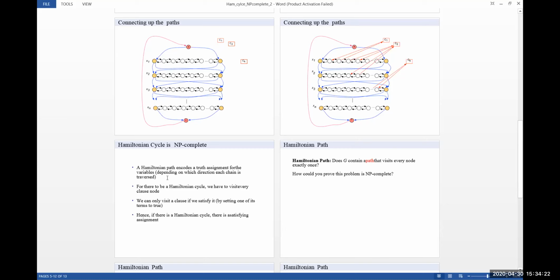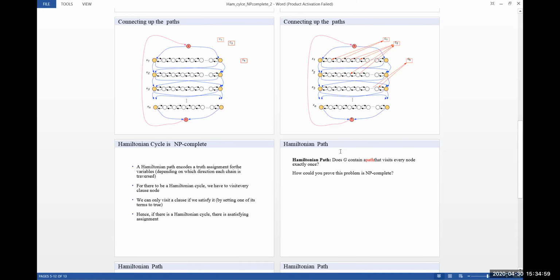It encodes a truth assignment for the variables depending on which direction each chain is traversed. For that to be a Hamiltonian cycle, we have to visit every clause node. Okay, so every clause node needs to be visited, and we can only visit a clause if we satisfy it. Remember, we already know the 3-SAT problem. So how can we tell that every clause has to be true? Then only can we tell that the entire conjunctive normal form formula is true. That has been represented here by setting its terms to be true. And if there is a Hamiltonian cycle, there is a satisfying assignment. So if you have a satisfying assignment, then definitely you have a Hamiltonian cycle inside it.